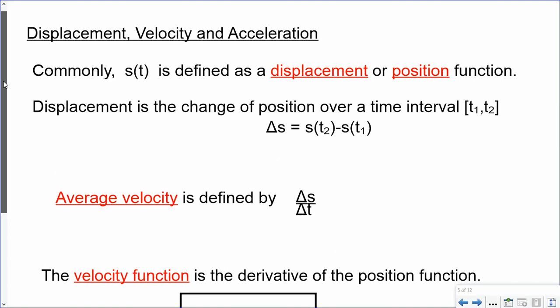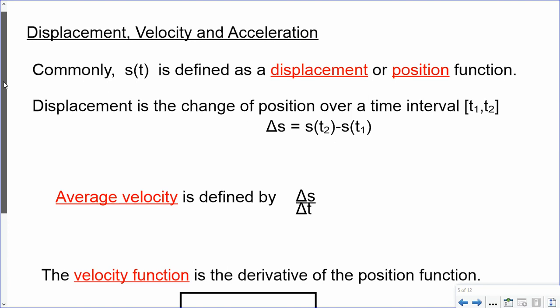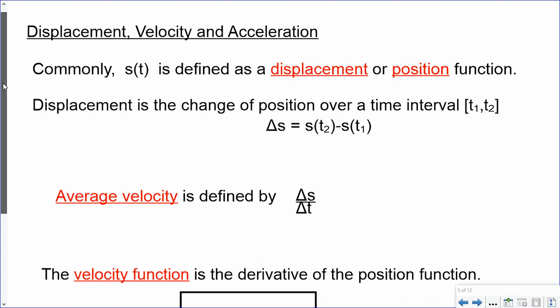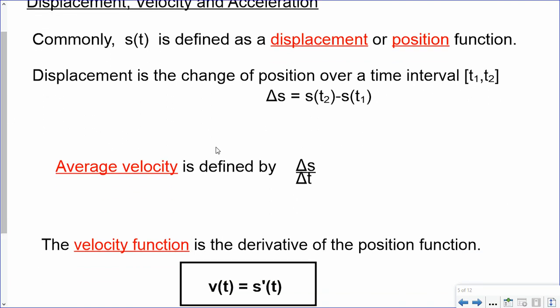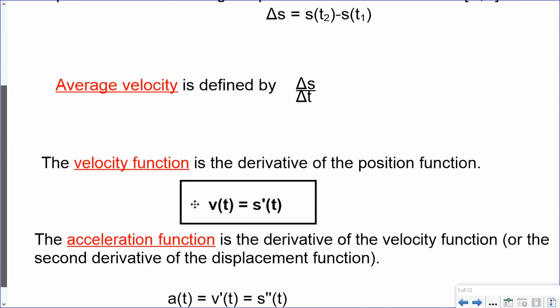Second and third derivatives are used in displacement, velocity, acceleration. I've talked a little bit about this. You guys have done a couple of these examples. What you need to know is the average velocity is an average rate of change. It's the derivative of the displacement function or the height function or whatever you want. The velocity function is represented as v of t, which is equal to s prime at t. So that's the derivative of the displacement function equals the velocity function.